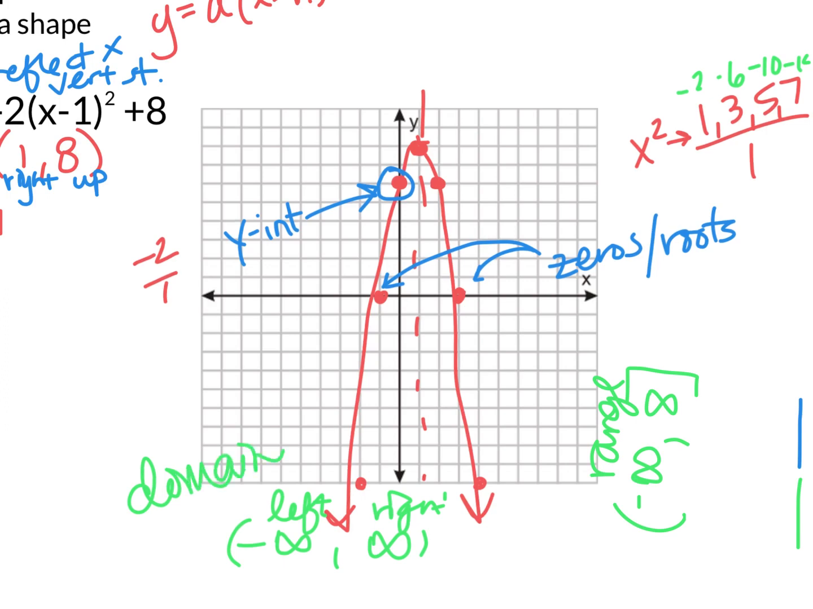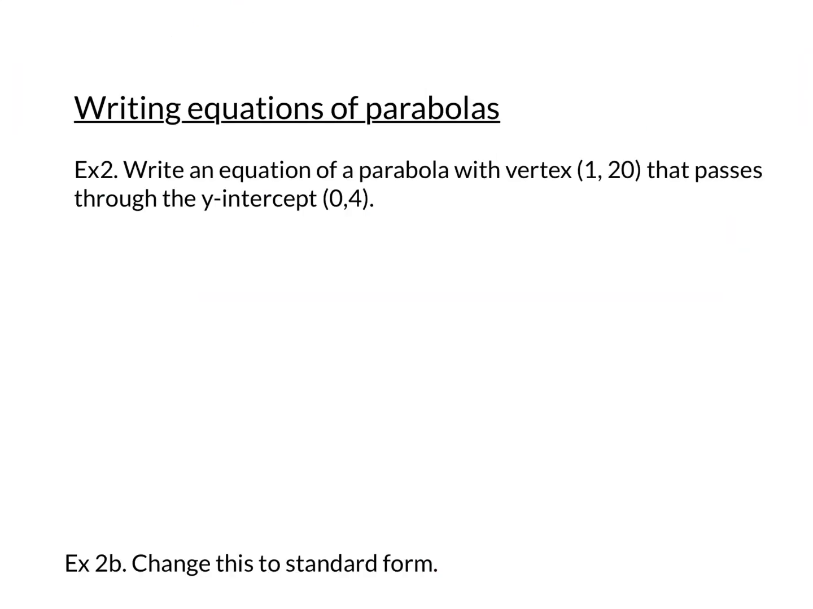I think you all are actually pretty good at graphing and finding all that information. Now I want to talk about how to write equations, so going the other direction. This says we have a parabola with a vertex of (1, 20) that passes through the y-intercept of (0, 4). With that vertex, I can write most of my equation. y equals, I don't know what goes in the front here, but I know the rest of the equation should be (x minus 1) squared plus 20, because inside's opposite, outside's the same.